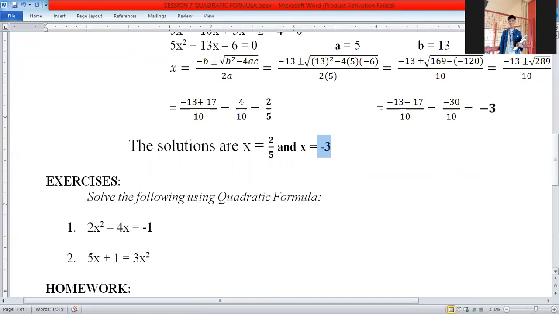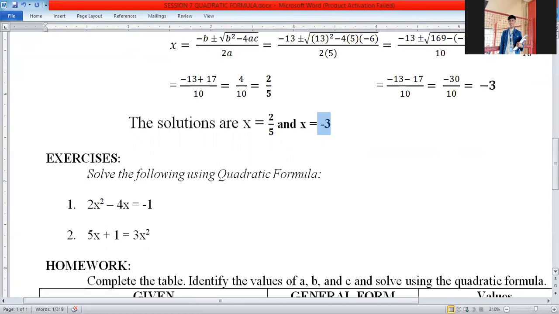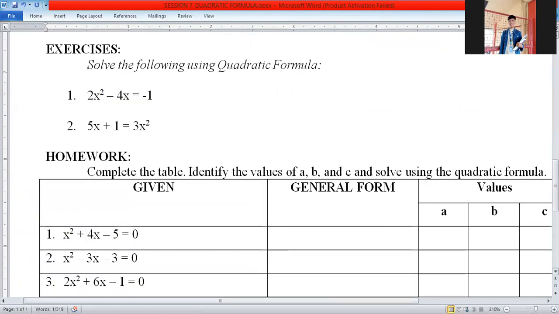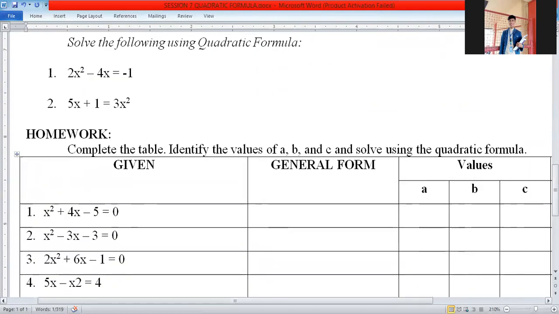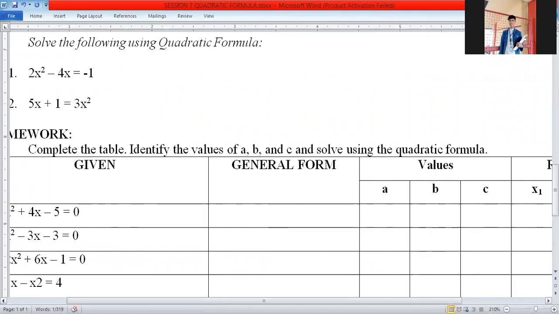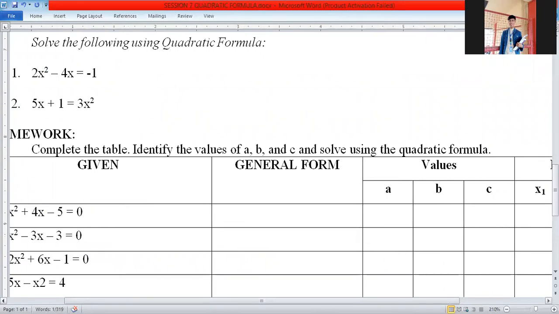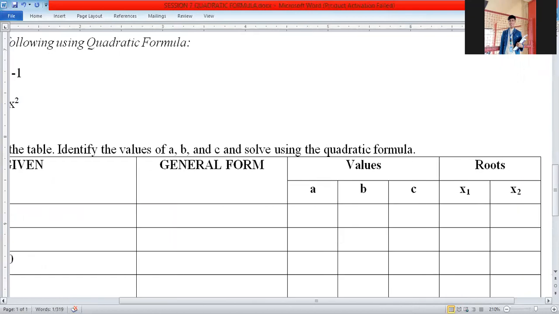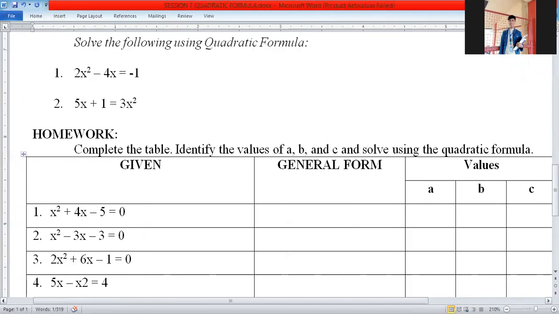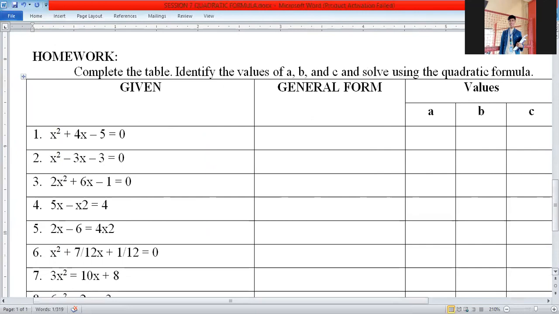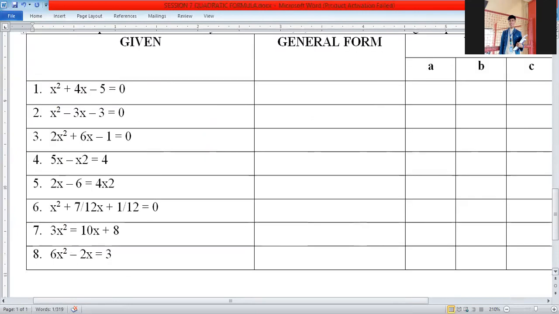And for your homework to be checked next session, complete the table. You have to identify the values of a, b, and c, and then you have to write the equation in general form and solve using the quadratic formula to find the roots of the equation. So we have numbers 1 to 8.